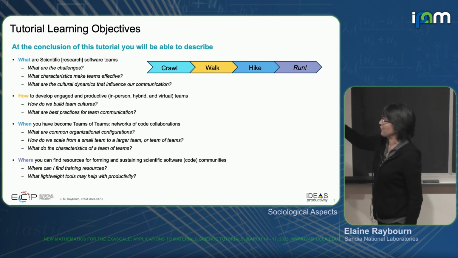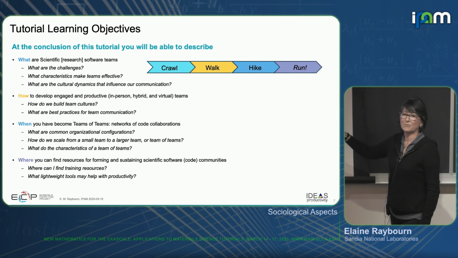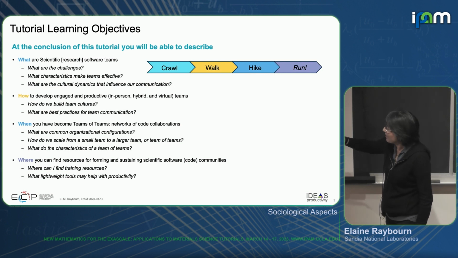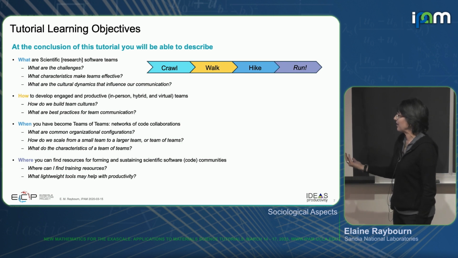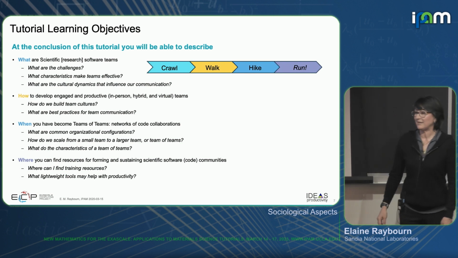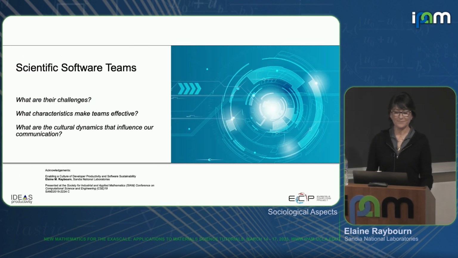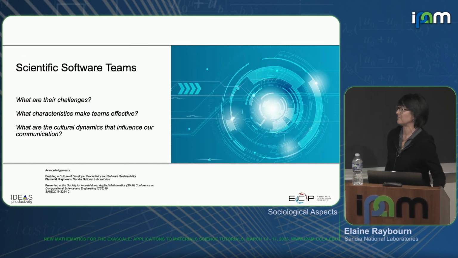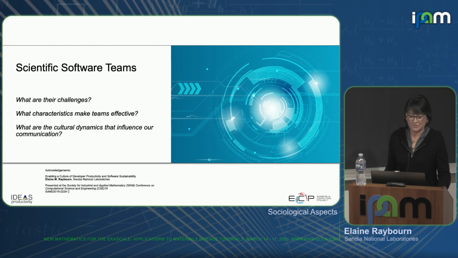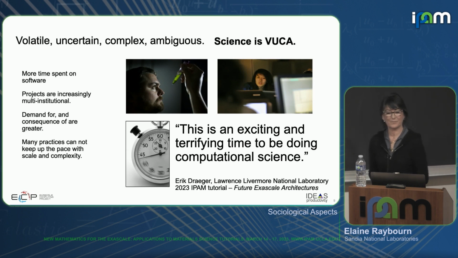Next, we're going to go from small teams to team of teams. And then finally, I'm going to offer some resources for you on how you can form and sustain scientific communities. Okay. All right, so first, scientific software teams. What are their challenges? And what might make these teams effective? And what are some of the cultural dynamics?